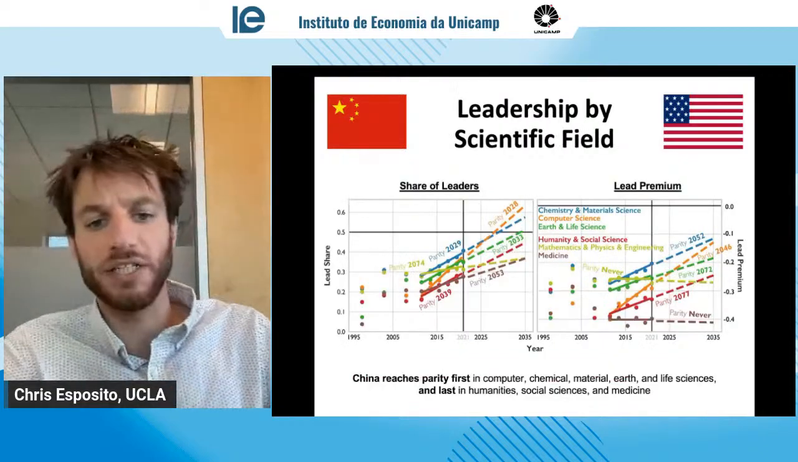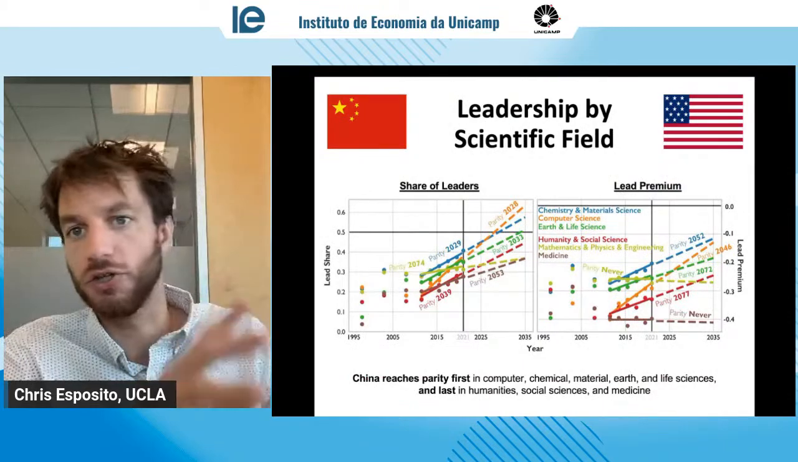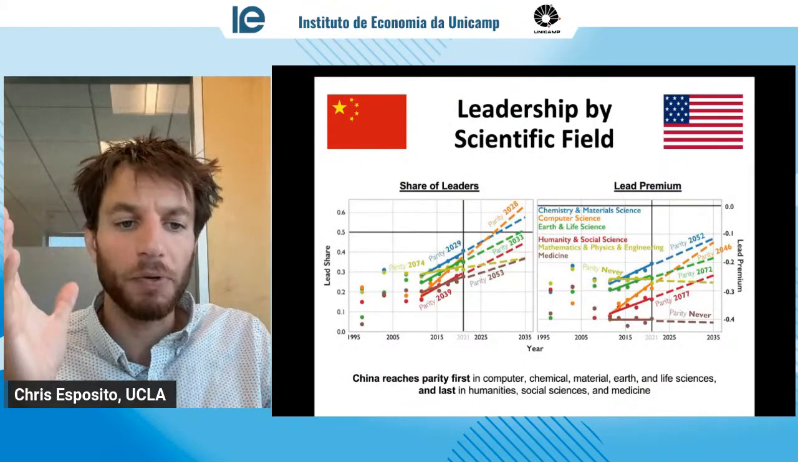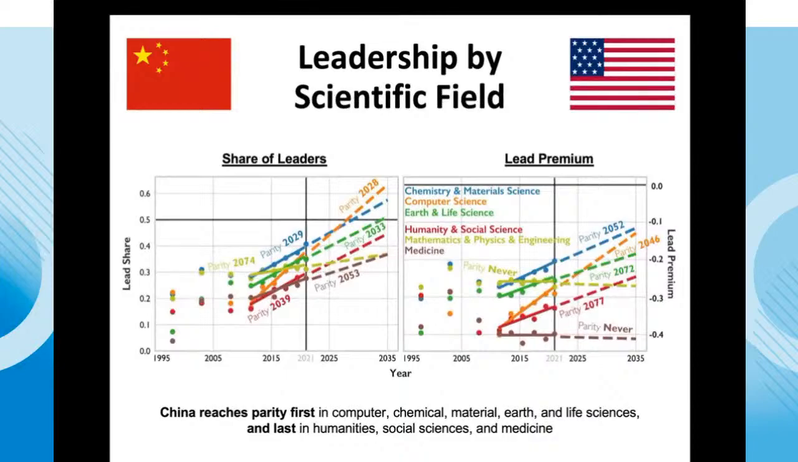We can break this down by different fields of science, right? And so again, we're just focusing on China and the United States. But basically, what we find kind of confirms our expectations. Areas where we knew that China was doing very well in, such as computer science, chemistry, material science, earth and life sciences. Those are the fields where we predict that China's going to hit parity first with the United States.